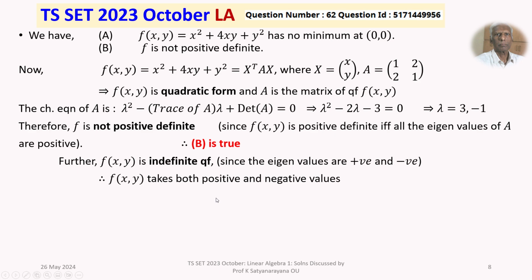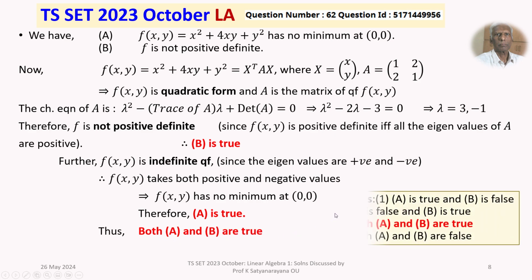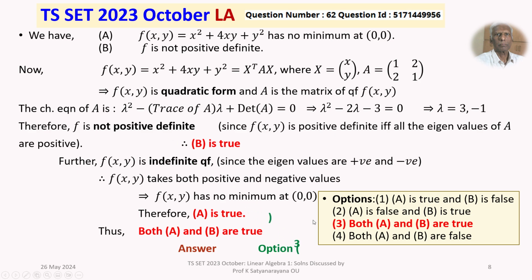So when it takes both positive and negative values, f of x comma y has no minimum at 0 comma 0. Minimum is not attained because it takes both positive and negative values. So this implies f of x comma y has no minimum at 0 comma 0. So the statement A is also true because it says it has no minimum at 0 comma 0. Thus both the statements A and B are true. Let's look at our options, and this conclusion that both statement A and statement B are true appears against option 3. Therefore, the answer to this question is option 3. That is the detailed discussion of the solution of this problem.